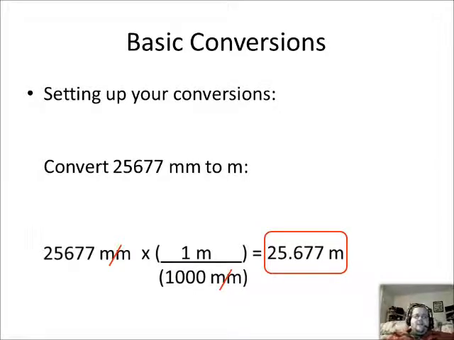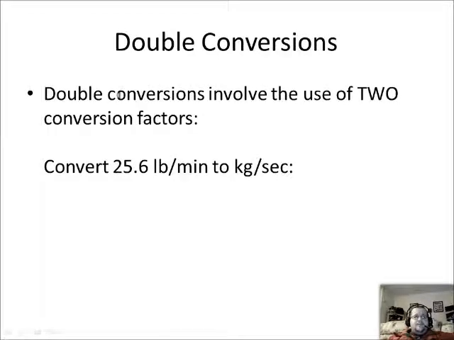Now let's keep moving. We're going to go through double conversions now. Double conversions involve the use of 2 separate conversion factors. Let's try out converting 25.6 pounds per minute to kilograms per second. We're going to start again with what we're given, but I'm going to write it a bit differently. 25.6 pounds per minute is the same thing as writing 25.6 pounds over 1 minute. As we're starting there, we're going to take pounds to kilograms and minutes to seconds in 2 separate conversions.